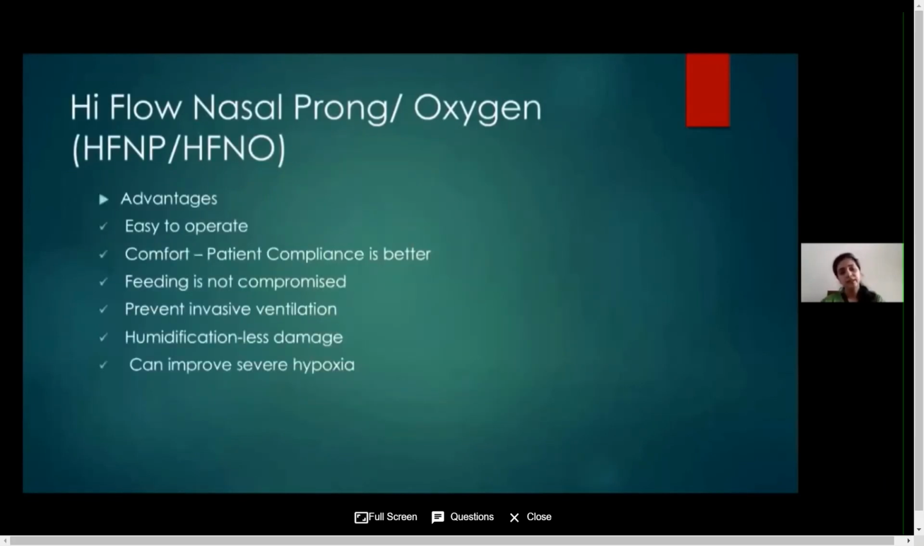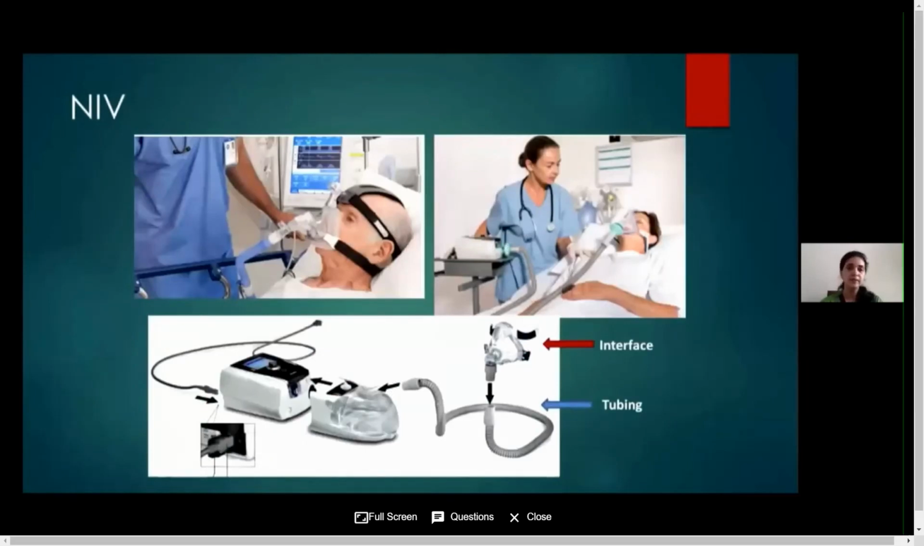The advantages in this is that it's easy to operate, the patient is comfortable, and the compliance of this patient is better, and feeding is not compromised. It prevents invasive ventilation and causes less damage to the nasal mucosa, and can prevent severe hypoxia. But it can prove to be costly because you use very high flows of oxygen. That is, I think, one of the main disadvantages of using that device.